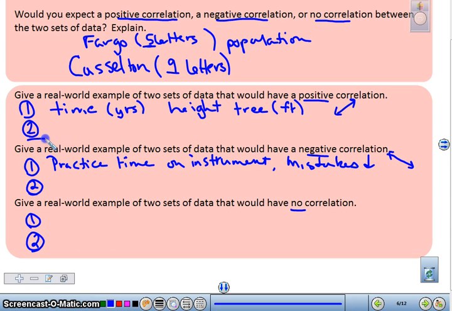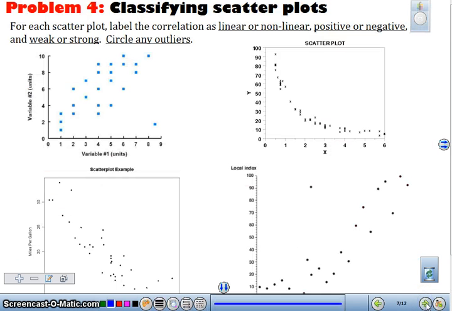Now, you want to come up with your own positive relationship. You want to come up with a negative one. And for no relationship, this is a nice one. We could look at student height and your GPA. There should be no relationship. You want to come up with another thing that's not related. So please make sure, if you need to, pause this video and write something down. Everyone should have something.